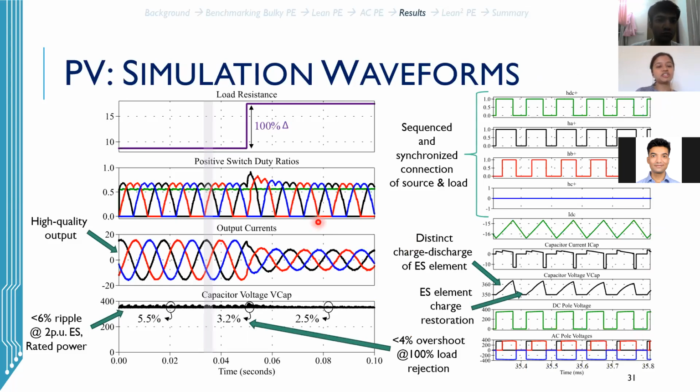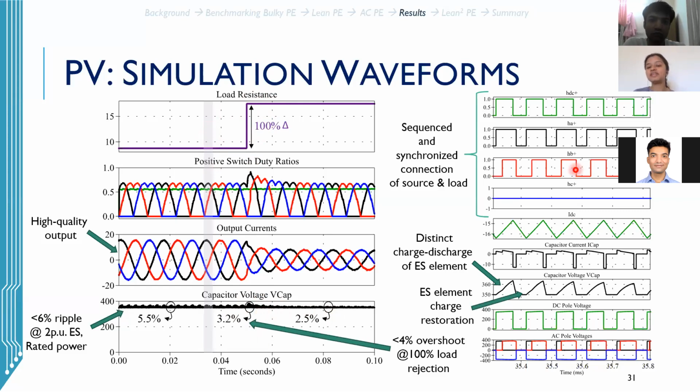So here are the simulation results, wherein, focusing on the steady state scenario, we have a constant load and we can see the high quality of the output currents. The voltage ripple is less than 6% at the capacitor voltage. And then we introduce a load rejection scenario, and we see that the currents converge to a lower steady state operation value. And the ripple at the DC bus is smaller, less than 3%. We can see that the overshoot in this situation of 100% load rejection scenario was less than 4%.